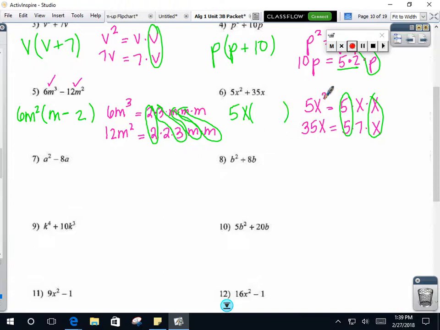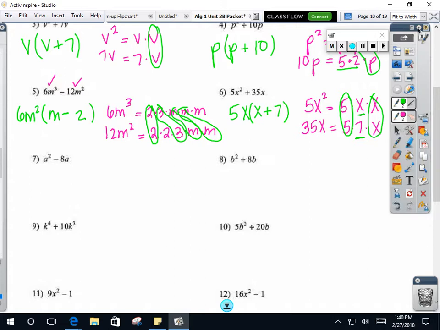Now, from the 5x squared, x was not circled, so it goes back in first, because 5x squared was first. Bring down the plus. From the 35x, the 7 was not circled, so it goes second. And then you can quickly distribute it back out. 5x times x is 5x squared. 5x times 7 is 35x. Now I want you to take a couple of minutes and try 7 through 10. 7, 8, 9, and 10.